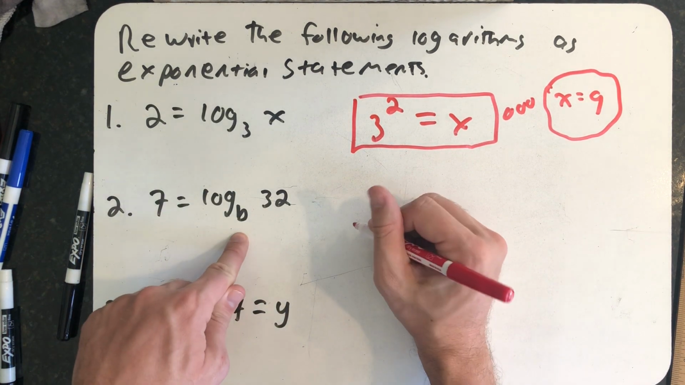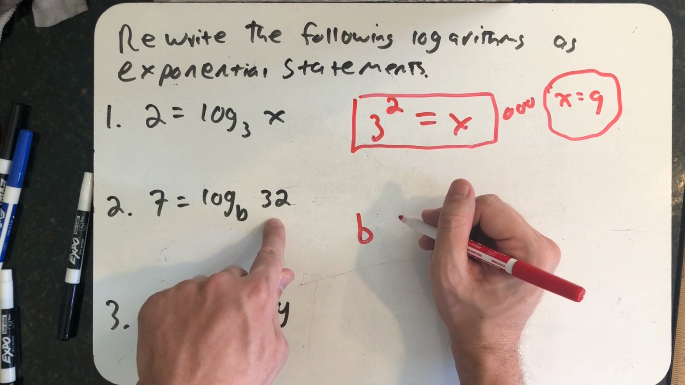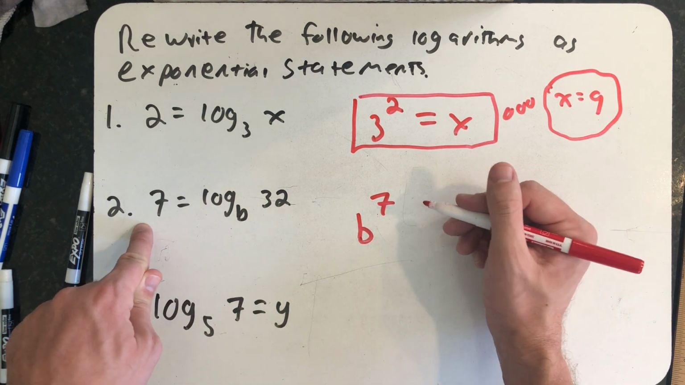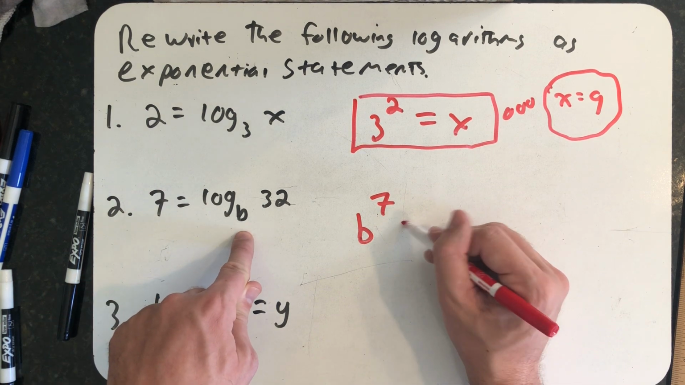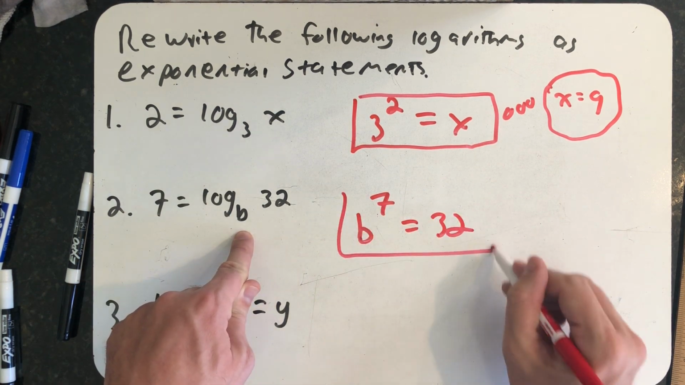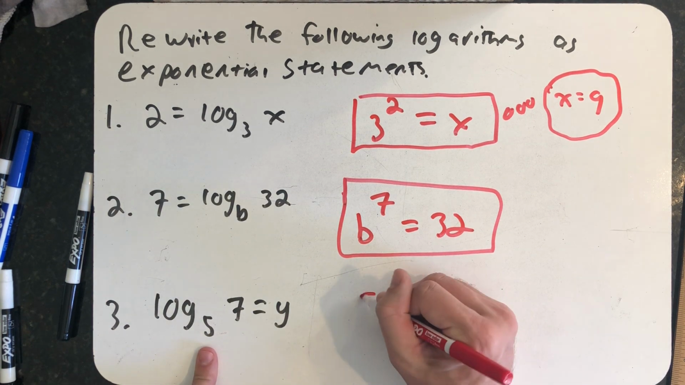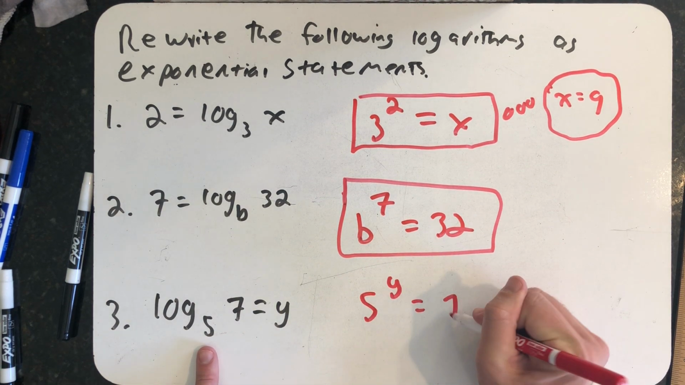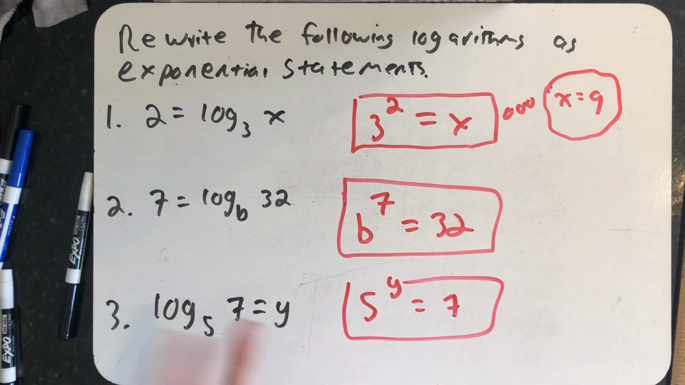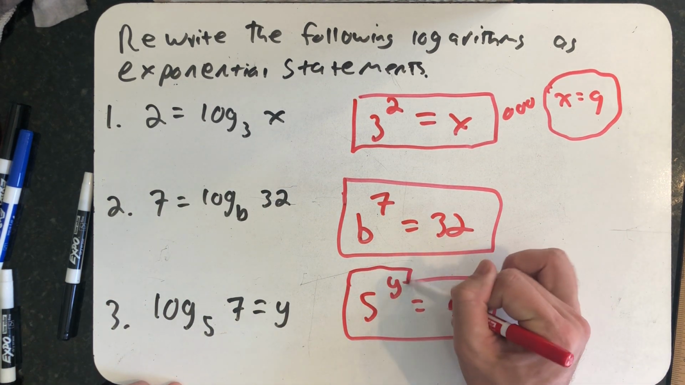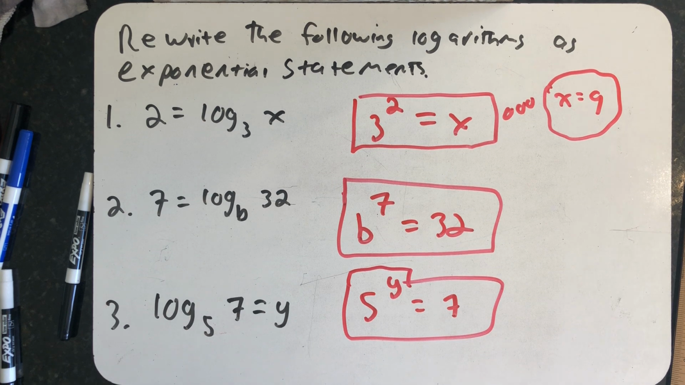Here, the base is just called b. My logarithm is equal to 7. That becomes my exponent. And then finally, that's equal to 32. Next up, we have the log base 5 of 7 is equal to y. So 5 raised to the y power equals 7. Well, notice this equation was written down with the sides reversed, but that doesn't matter. The base gets raised to an exponent is equal to the argument of the logarithm. Just using that definition of logarithm from our previous video.